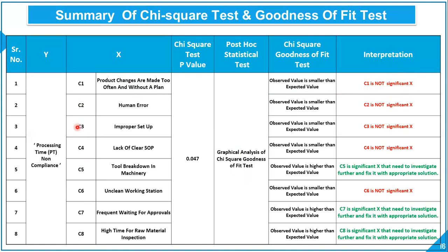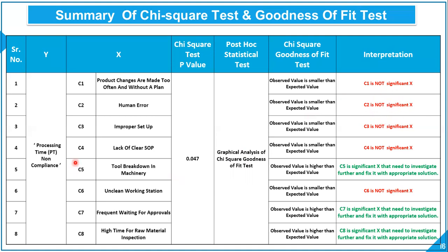Similarly, for C2, C3, C4, and C6, the observed value is smaller than the expected value. That is, the bar of the observed value, the black colored bar in the graph, is smaller than the gray colored bar. So the color of the observed value bar is black, and the color of the expected value bar is gray. Please do remember, if the observed value bar is relatively shorter, then that given X is not statistically significant.